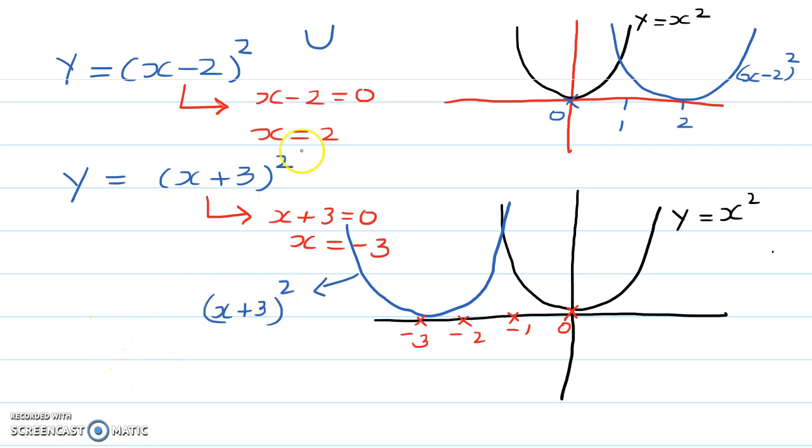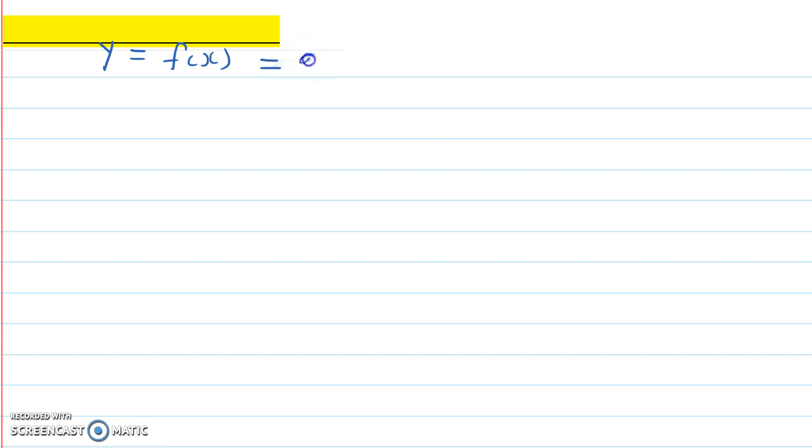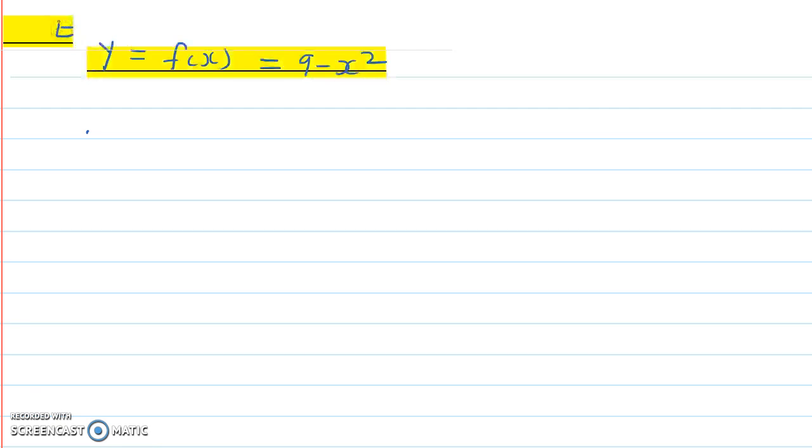Now, if we move forward to the next question, y is equal to f(x), and let's take another example, f(x) is 9 minus x square. So this is our example: y is equal to f(x), that is 9 minus x square.